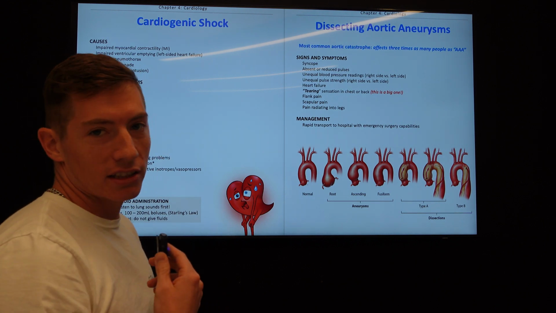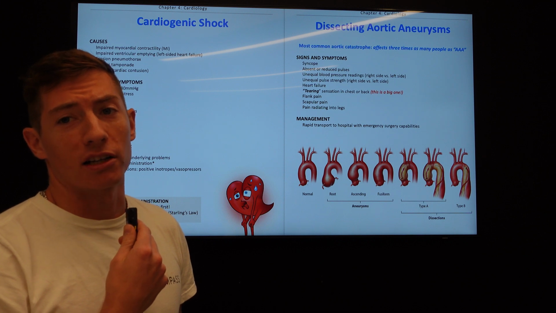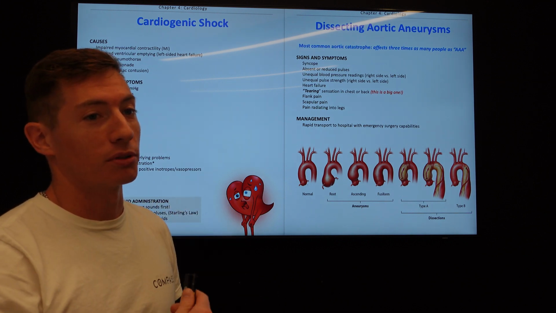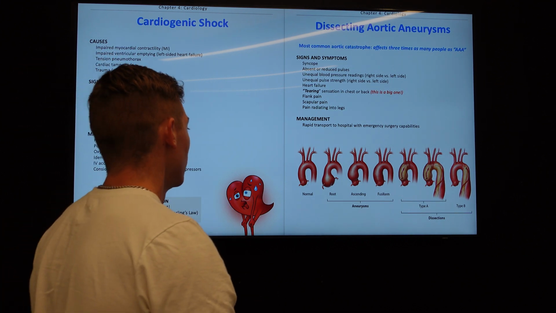So you want to get this person to the hospital as quickly as possible because they are losing blood. They're losing blood really fast.